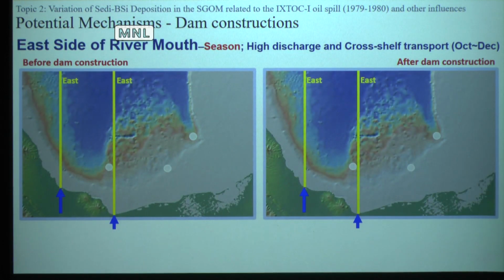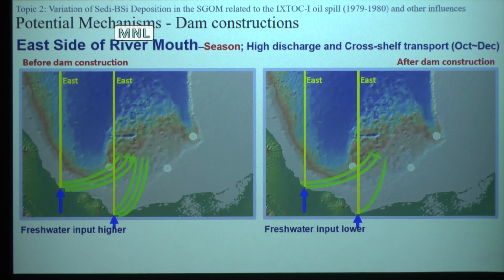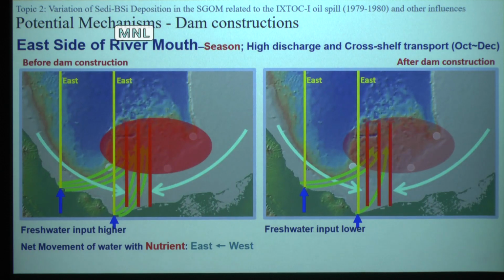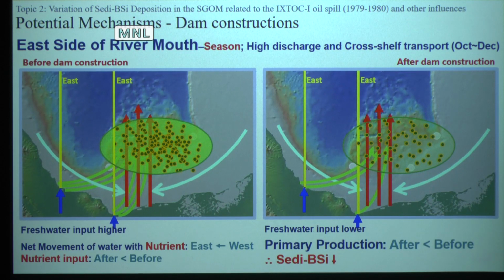In the case of the east side of the river mouth during the season with high discharge and cross-shape transport formation, which is October to December, the fresh water with the nutrient input became decreased after the dam construction, and the movement of water with the nutrient is west to east during this season. So the nutrient input to the east side of the river mouth became decreased after the dam construction. So the primary production and sedimentary biogenic silica can also be decreased after the dam construction. And these phenomena are also observed in the profile of the sedimentary biogenic silica.